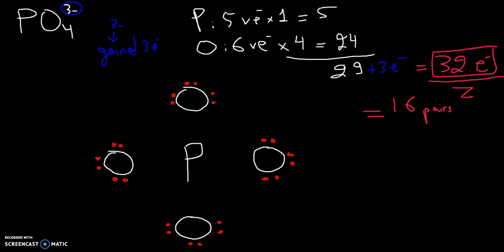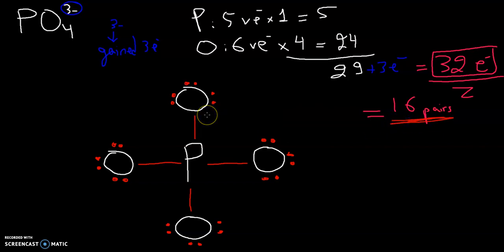Now what about the central atom, which is phosphorus? It still needs 8, and these oxygens still need 8. They have 6 now, so let's connect them with bonds. So we had 12 pairs, and here we have 4. This is 1, 2, 3, 4. 4 bonds, so 4 pairs. 12 plus 4 gives me 16 pairs.